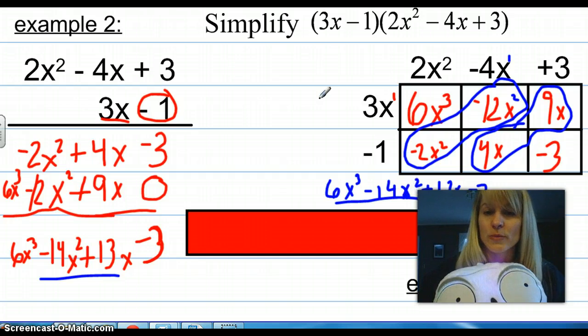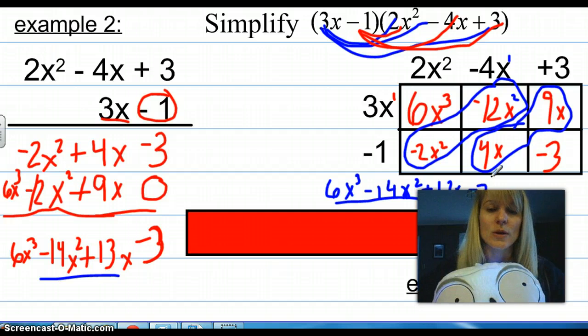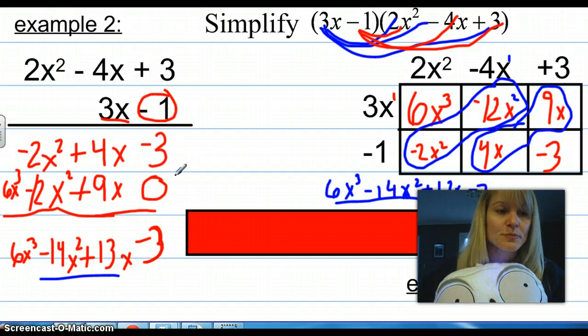You can also use the distributive method with this. It just gets a little bit messy. You can multiply each one of those by 3x, and then you multiply each one of them by negative 1. The only problem with that method is you have to go through and find all your like terms. With this method, the like terms are already lined up for you. And in this method, the like terms are diagonal, so it's a little bit easier to pick out.